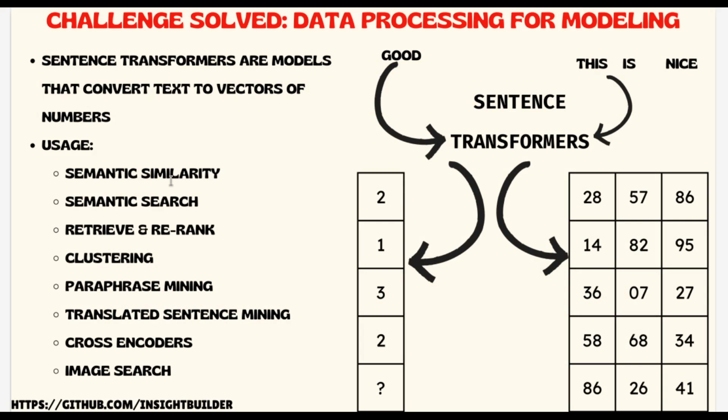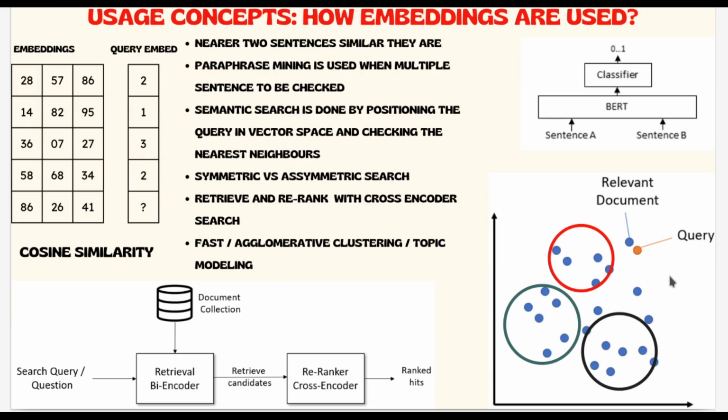In case of usage, I was talking about similarity, semantic search, clustering, paraphrase mining, translated sentence mining, cross encoders. So all this, even image search, all these things can be done when you have these numbers. How is that even possible? So let us go down the rabbit hole, right?